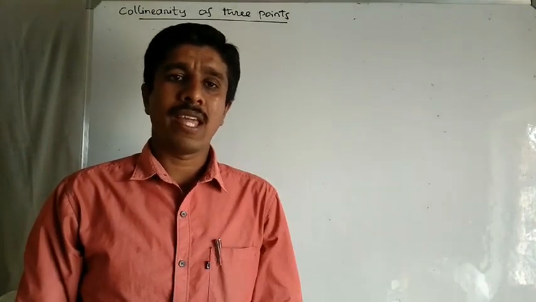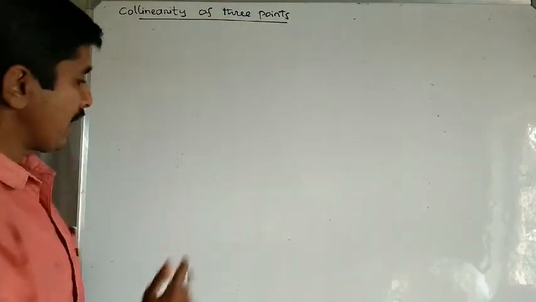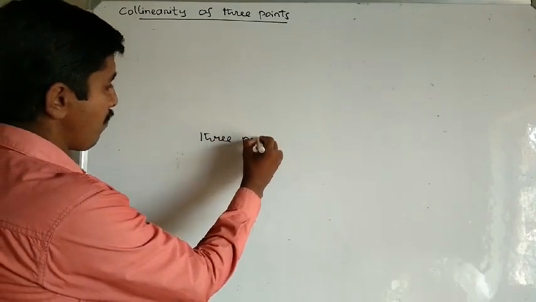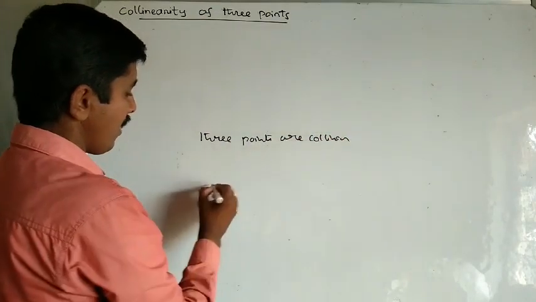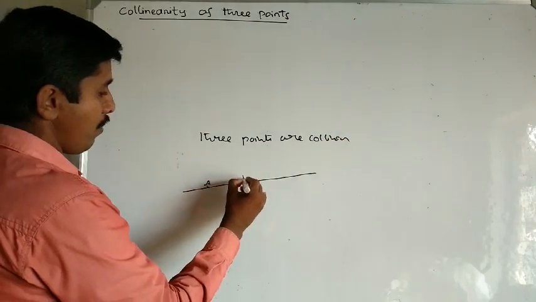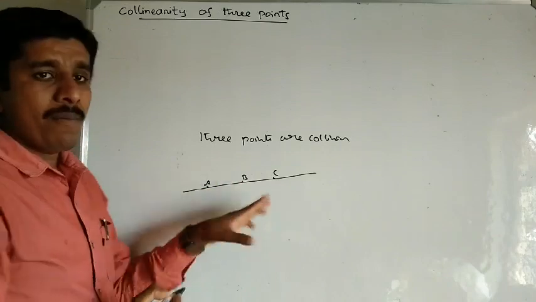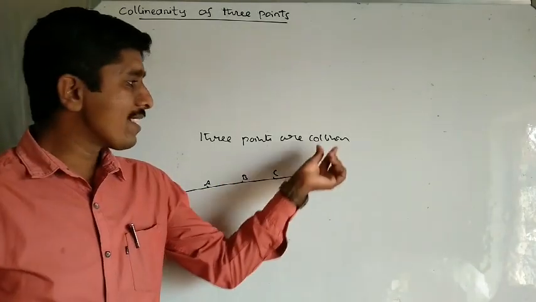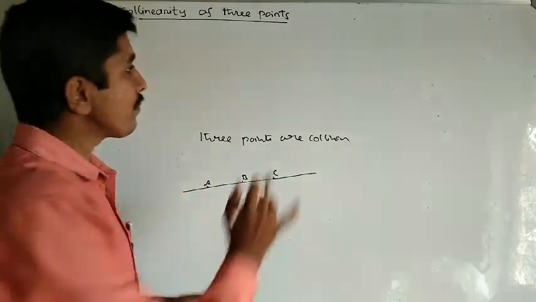Now we go to the collinearity of 3 points. When we say that 3 points are collinear, suppose on a line I am taking 3 points, point A, point B, point C. If the 3 points lie on the same line, then we say that these 3 points are collinear. Collinear is nothing but points that lie on the same line.